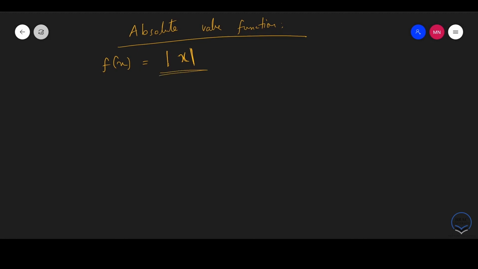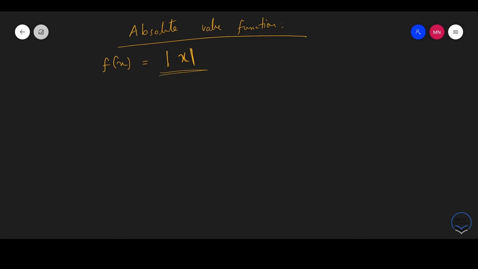Now, moving on to a function known as an absolute value function. Right, so for this case, let's say we have a function f of x which is equal to the absolute value of x. So these vertical bars to the left and right of our variable x indicate that we're taking the absolute value of x.